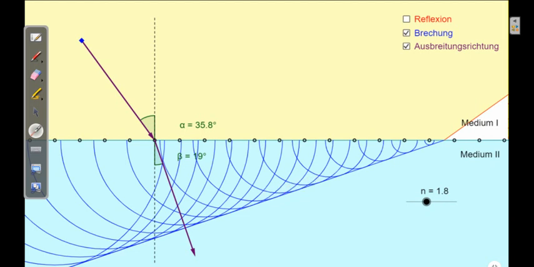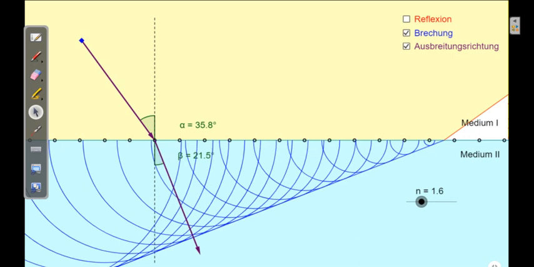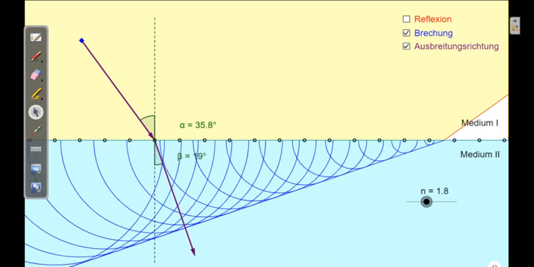If we change the refractive index, see what happens. You can see the radius of the ripples is more. Why? Because V2t is this distance, where V2 is the velocity of light in the denser medium. If the refractive index is more, velocity will be less, and if the refractive index is less, velocity will be more. So if it is 1.8, the ripples' radius is also more, and so on. And if the refractive index is more, ripples will be less.